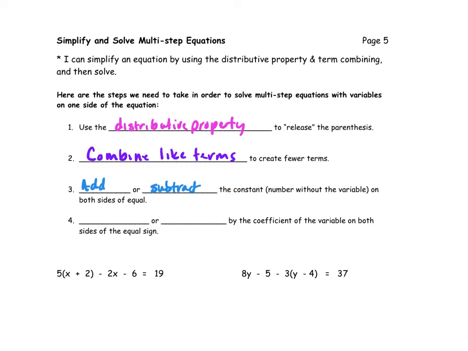Finally, we're going to divide or multiply. Again, this is the opposite or the inverse of what's being done by the coefficient of the variable on both sides of the equation. So whatever we add or subtract, we do on both sides. Whatever we divide or multiply, we do on both sides. So let's try the next two equations.